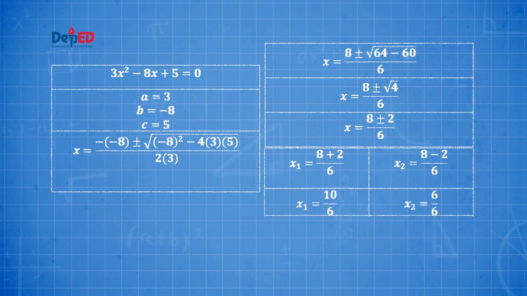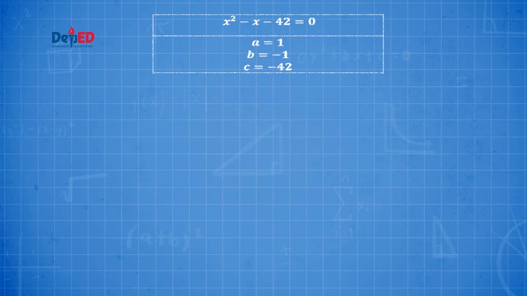X sub 1 is equal to 10 over 6 and can be simplified as 5 over 3. X sub 2 is equal to 6 over 6 and can be simplified as 1. The roots are not equal, but they are both rational. Let's now solve the second equation in the second pair, which is x squared minus x minus 42 equals 0, where a is 1, b is negative 1, and c is negative 42.